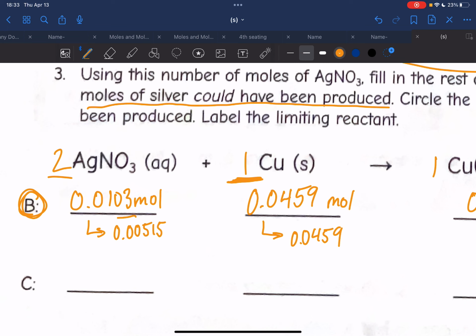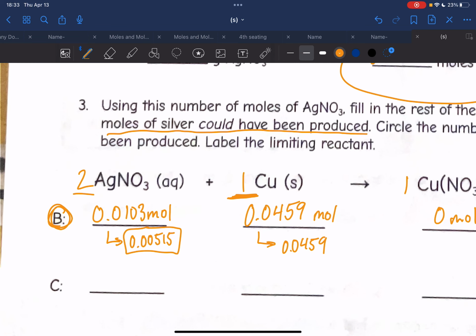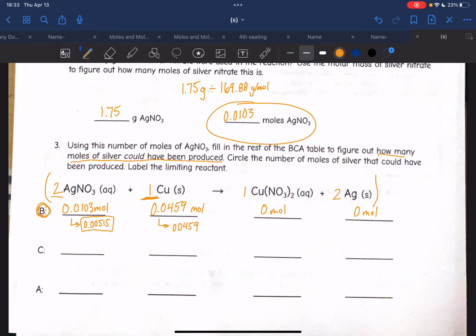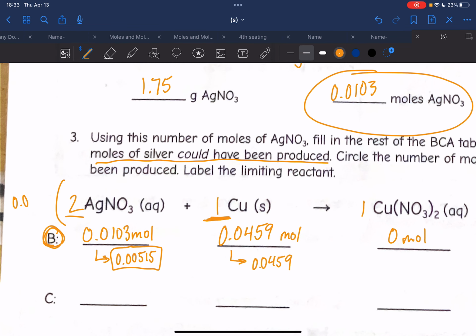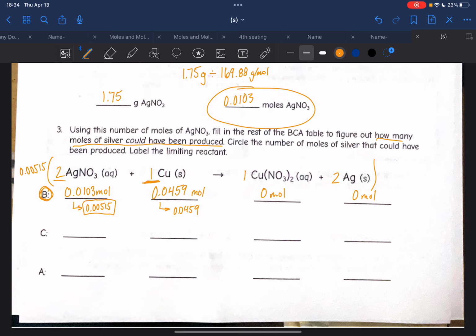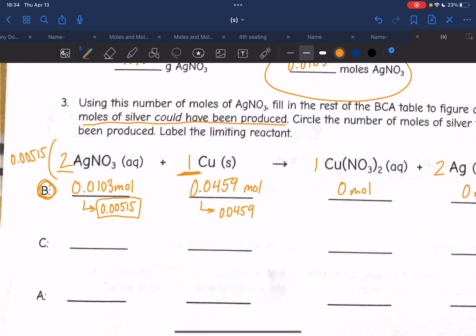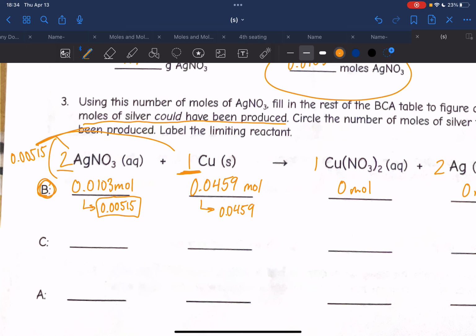I'm going to take the smaller number, which is this one, and I'm going to pull it up here to distribute to each of my coefficients. That's going to give me my change row. This is going to tell me how many moles of reactant I use and how many moles of product I'm going to make. So 0.00515 times 2 gives me 0.0103 moles. That's how many moles of silver nitrate I'm using. I'm using all of the silver nitrate that I have.